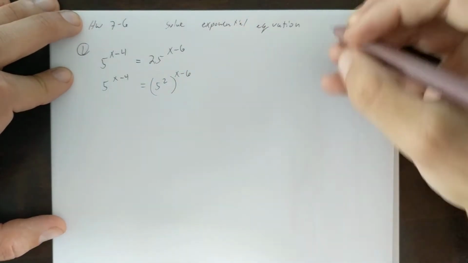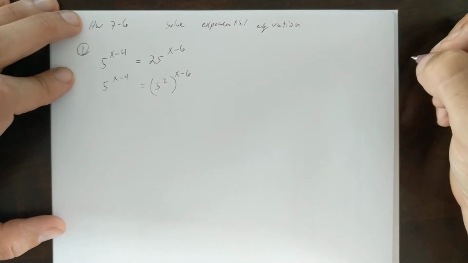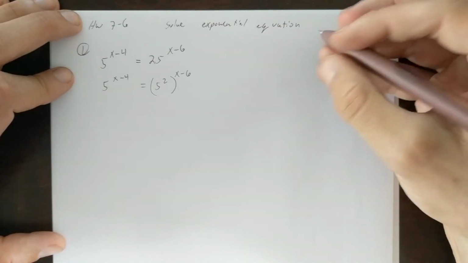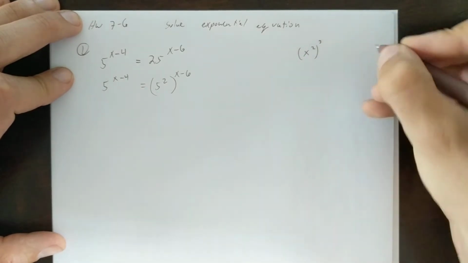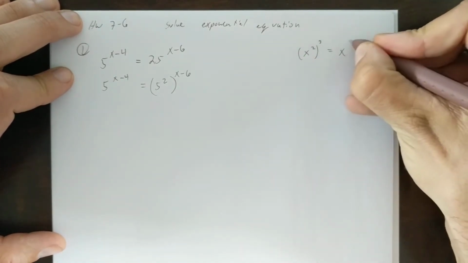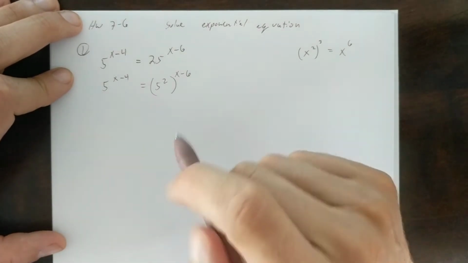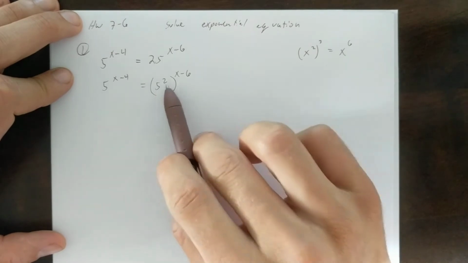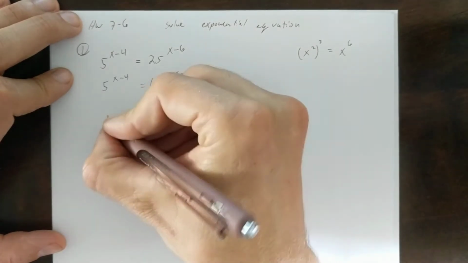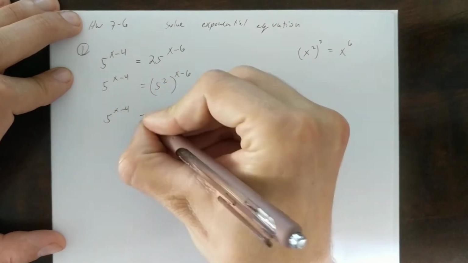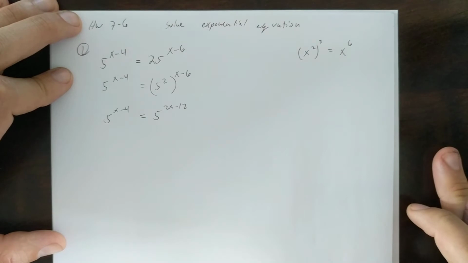Just a reminder, this goes back to the very beginning of this course: if you have an exponent taken to the power of another exponent, you can multiply the two exponents. So x squared to the third is x to the sixth. Just like here, this is 5 squared to the power of x minus 6, so I can multiply those two. When I do, I get 5 to the power of 2x minus 12, right?